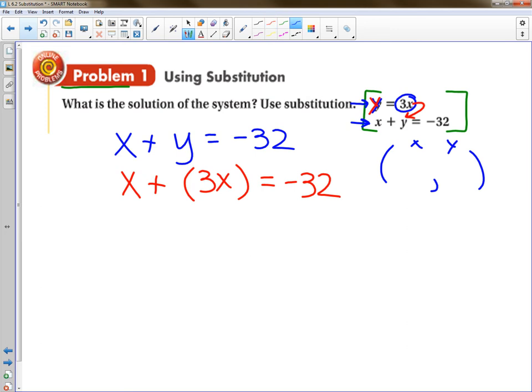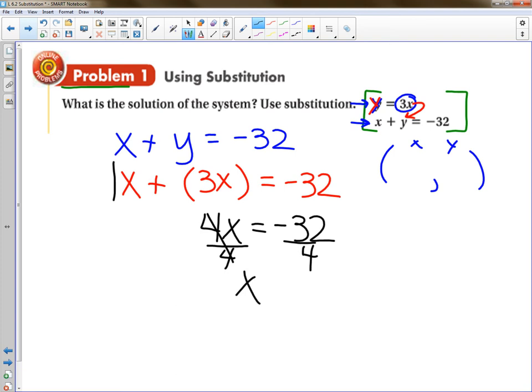Now what good does that do us? Well, now we have an equation that just has x's in the equation, and so we can add them together. 1x plus 3x is 4x. And we can go a step further and solve this equation for what x equals by dividing both sides by 4.